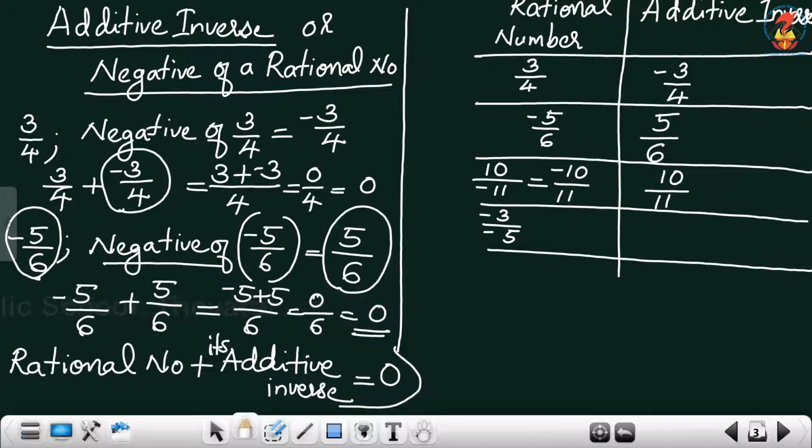Then consider the rational number negative 3 by negative 5. Whether it is a positive rational number or negative rational number? A negative integer divided by a negative integer, so the result will be a positive integer. Therefore, negative 3 by negative 5 is equal to 3 by 5. Therefore, 3 by 5, its additive inverse is negative 3 by 5. So, remember, a positive rational number is given, additive inverse is negative. A negative rational number is given, its additive inverse is positive.